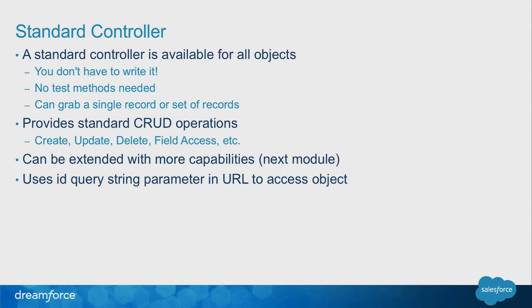So to go over this, a standard controller is available for all of your objects. You don't have to write any Apex code. There are no test methods needed. You can grab a single record or a set of records. It provides basic CRUD access: create, update, delete, field access, etc. And it uses the ID query string parameter in the URL to access the object. Remember I showed you, that's how I put the question mark, ID equals the 18-character ID. That's how you get the URL to the object.